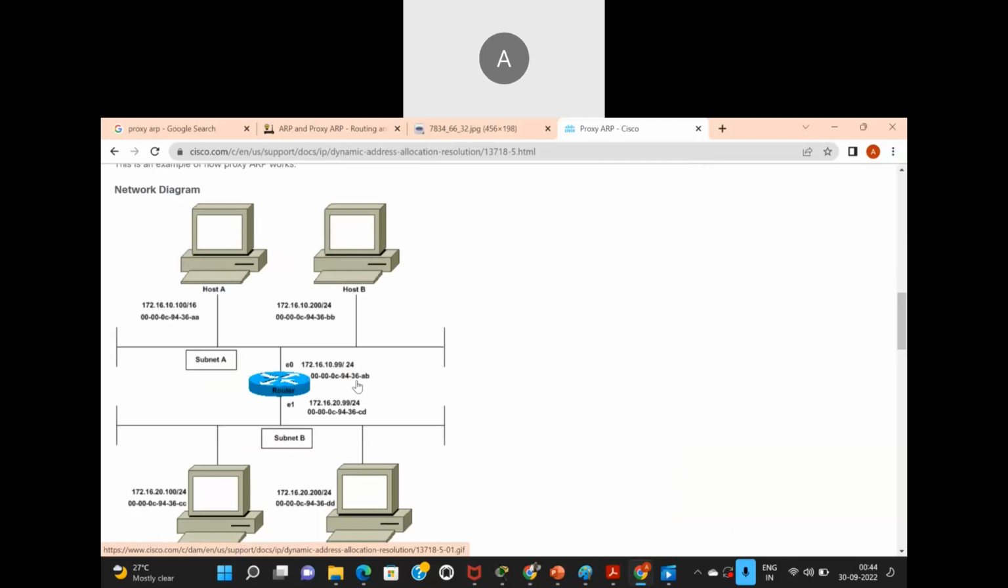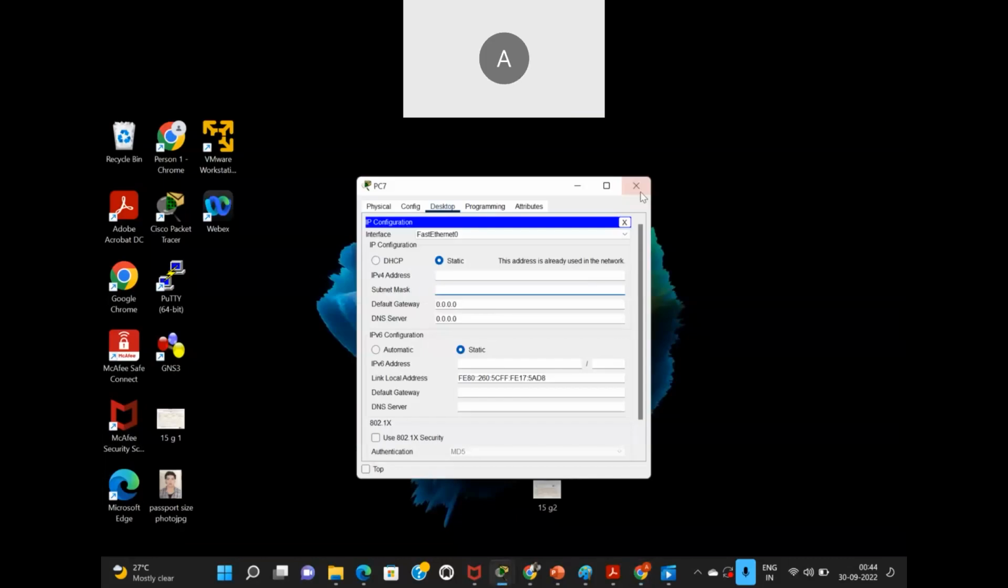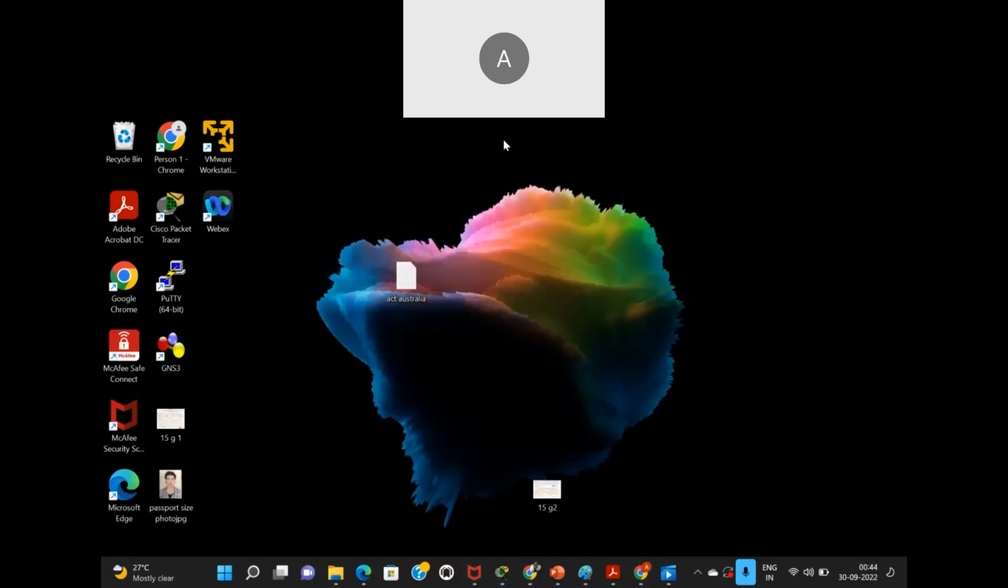Just remember the router is sending you the MAC address of itself because your broadcast cannot travel here, and the router knows how to get to these guys. So he's basically acting as a messenger, and once you send a packet, he sends it to these guys, and when they reply, he sends it back to you. So that's all about Proxy ARP. We've just completed Proxy ARP.